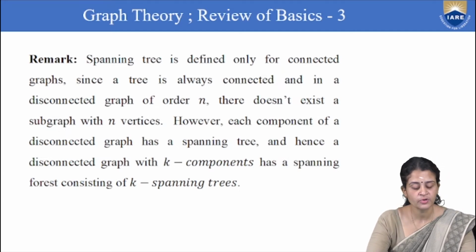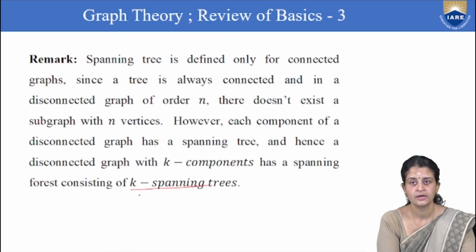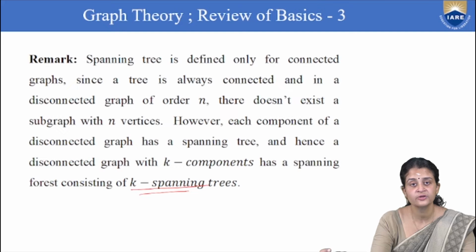However, each component of a disconnected graph has a spanning tree, and hence a disconnected graph with k components has a spanning forest consisting of k spanning trees. What is this forest? I hope you remember. A forest is a collection of trees. So when a graph is disconnected into k components, we can have spanning trees of each of these components, and these spanning trees form a forest with k components.